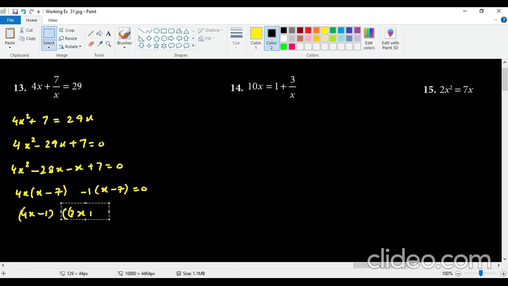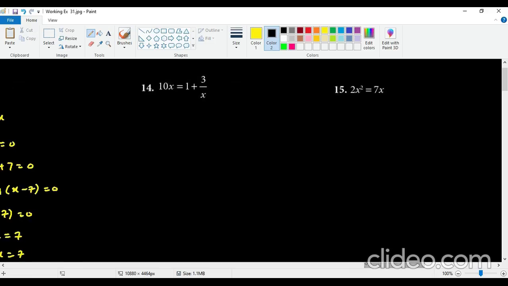x minus 7 in another bracket. So 4x equals 1 and x equals 7. So x is equal to 1 over 4 or 0.25, both are fine. x equals 7. These are the two values for question number 13. The same pattern is going to be followed in question number 14.